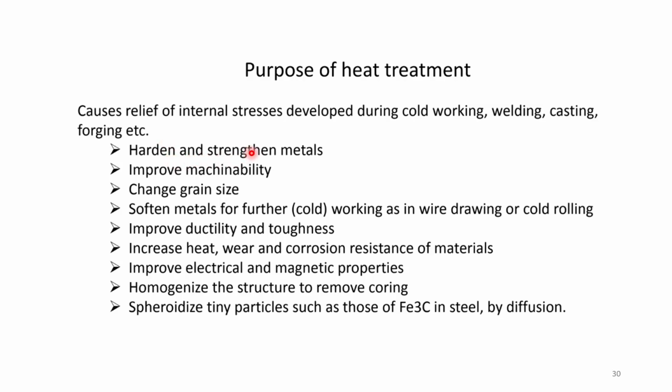It also hardens and strengthens the metals, improves the machinability, and changes the grain size. For example, in case of normalizing, you get lower grain size, or in case of quenching also you get lower grain size than the grain size that you initially start your material with. It softens the metals for further cold rolling. So in case of process annealing, you provide annealing so that you can further reduce the thickness of material.